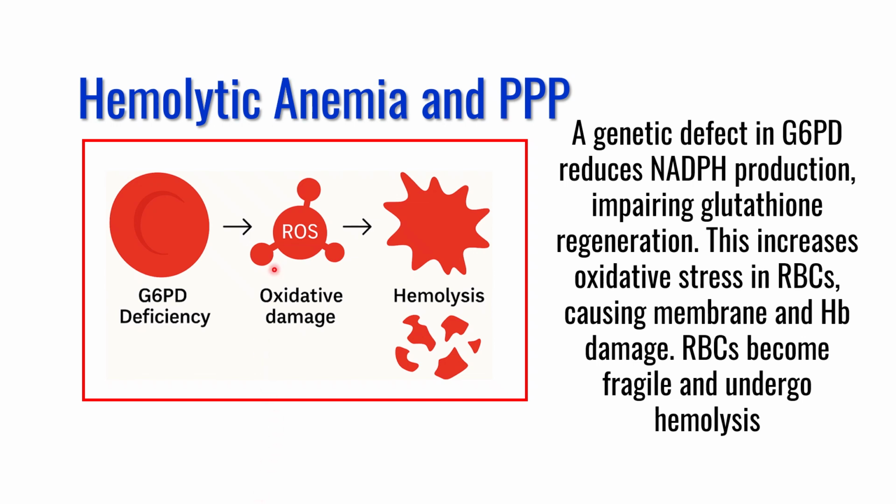Hemolytic anemia is an X-linked recessive condition which is common in Mediterranean countries. This is caused due to a genetic defect in glucose 6-phosphate dehydrogenase, a rate-limiting enzyme of the pentose phosphate pathway. It reduces NADPH level, impairing glutathione regeneration. This increases oxidative stress in RBCs, causing membrane and hemoglobin damage. RBCs become fragile and undergo hemolysis, leading to hemolytic anemia.